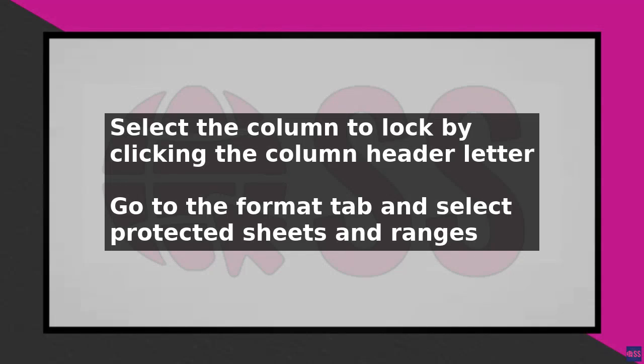How to lock a column in Google Sheets tutorial. To lock a column in Google Sheets, start by selecting the column you want to lock. You can do this by clicking on the column header, which is the letter at the top of the column.